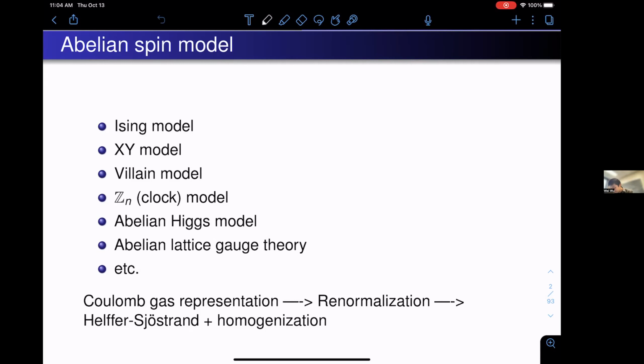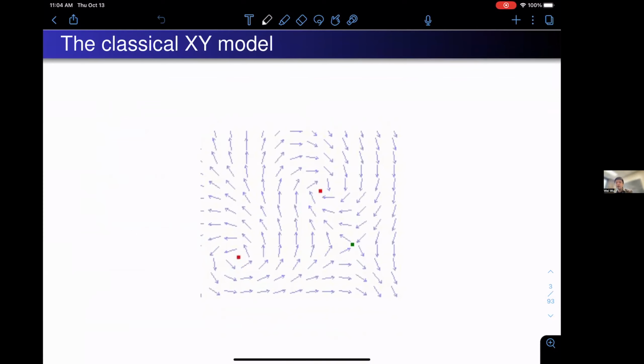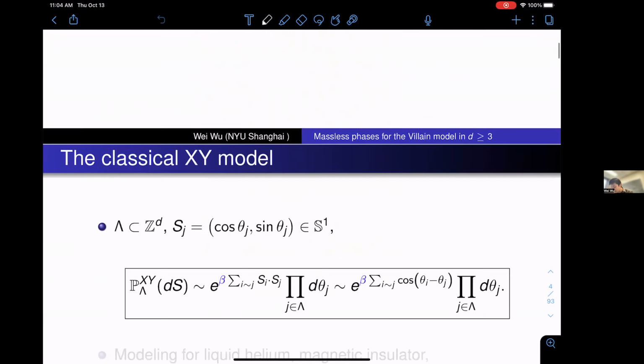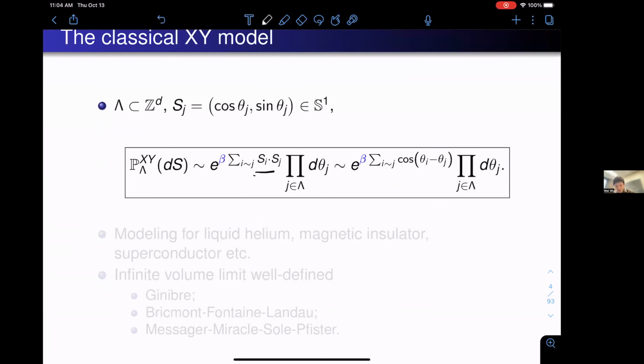So let me start with the model. This is the classical XY model. Every spin, at every site, takes value on the unit circle. You can write down the interaction potential for that. This is just a simple Gibbs measure, where the energy is the inner product of the nearest neighbor spins. You can also parameterize the circle by the angles, which gives you beta times the cosines.